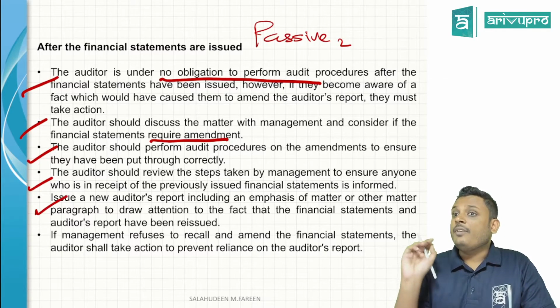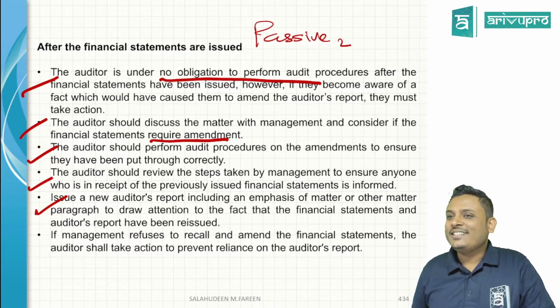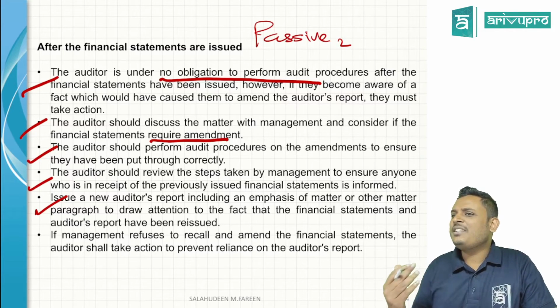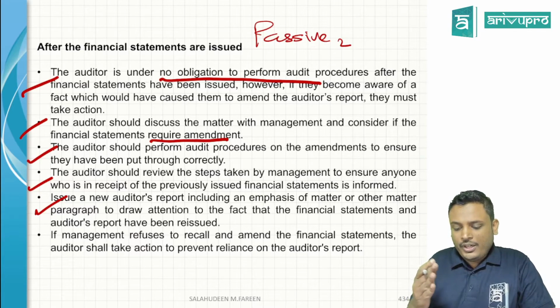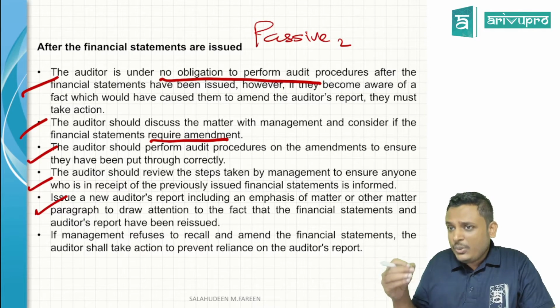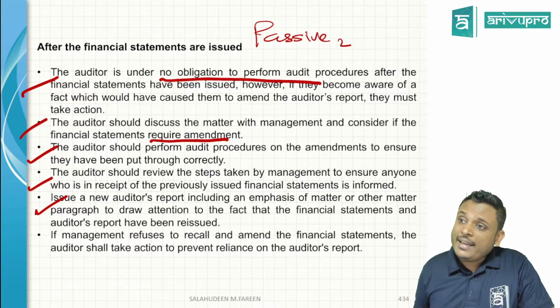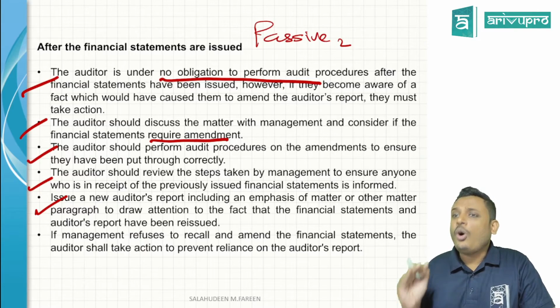Right? When you are issuing a new audit report, it's not like earlier. Earlier we gave a fresh report: true and fair view, fresh report. We didn't mention anything else. But under passive duty 2, the auditor's report is issued to management, and the financial statements are published to shareholders. In between, if you identify the matter, and management amends everything correctly, we issue a new audit report.